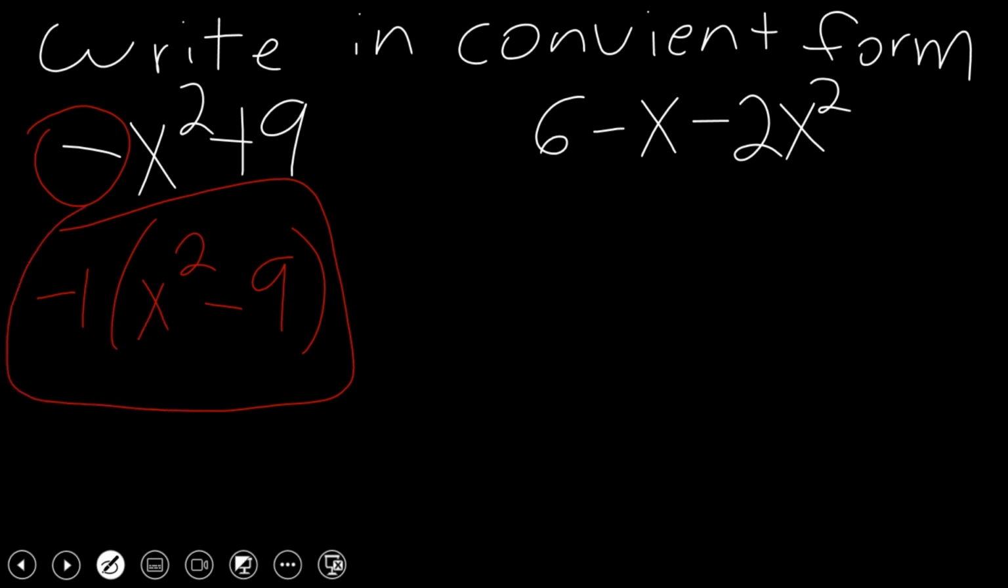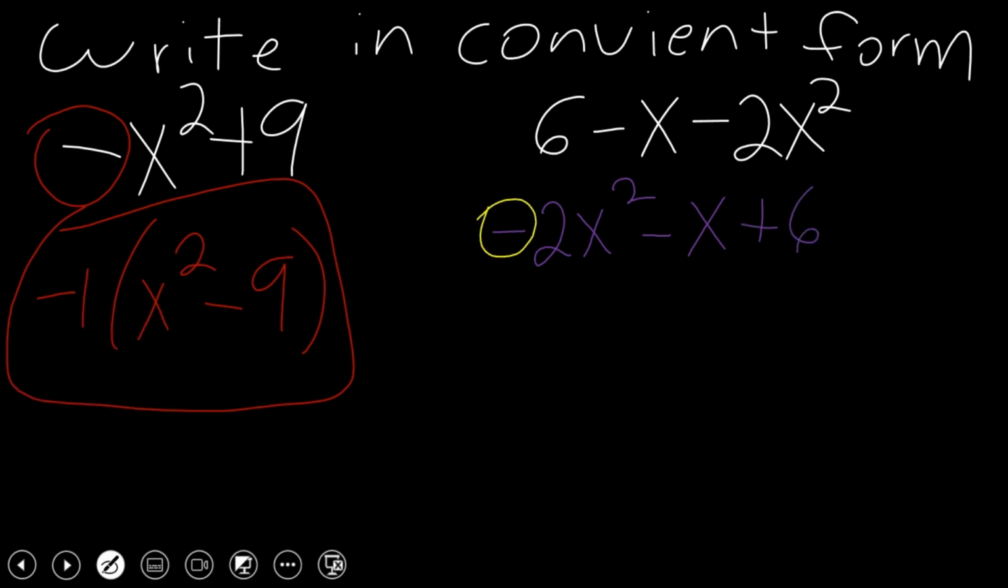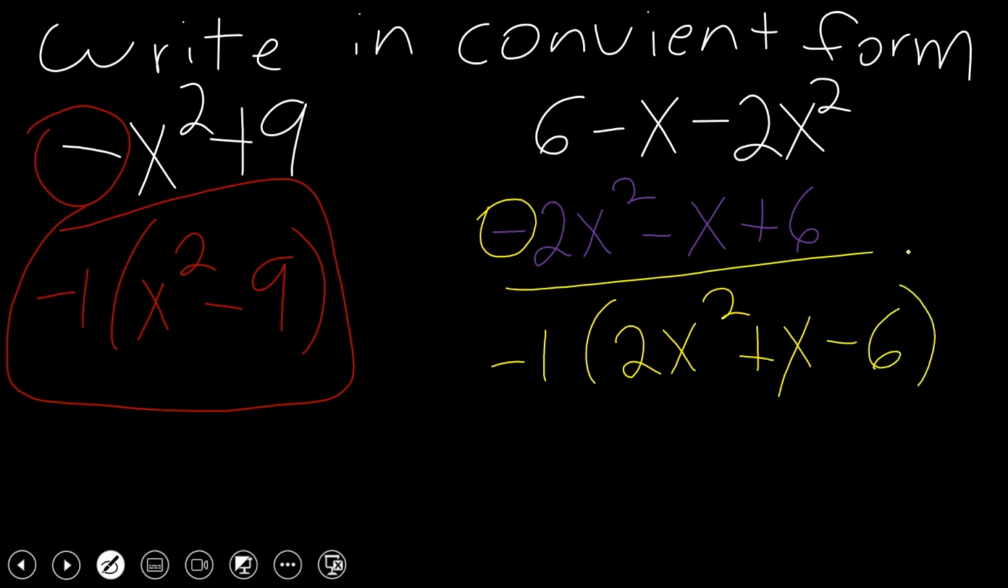Okay, for the second one, we're going to have to write in descending order. So we have negative 2x squared minus x plus 6. Now, once again, we can't have this negative, so we're going to pull out a negative 1, 2x squared plus x minus 6. And that is our answer for that one.